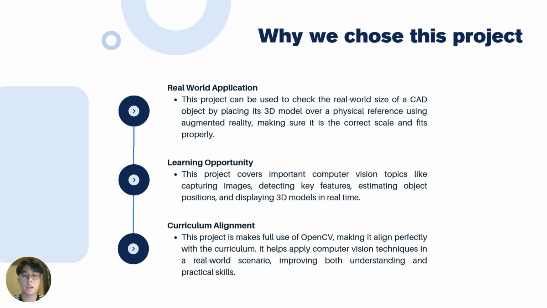And the last one is curriculum alignment. This project aligns perfectly with our program. Why? As it heavily utilizes OpenCV for computer vision tasks, it provides practical application of the concepts we learned, bridging the gap between theory and real implementation. By applying computer vision techniques in an augmented reality scenario, we strengthened our understanding of image processing, pose estimation, and 3D visualization. More importantly, it enhances our problem solving abilities by allowing us to develop a functional system that integrates multiple robotics projects.